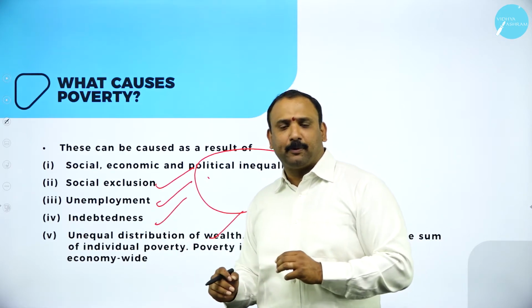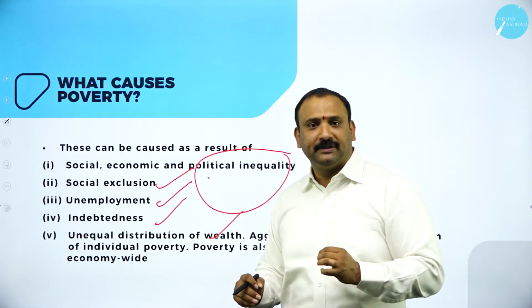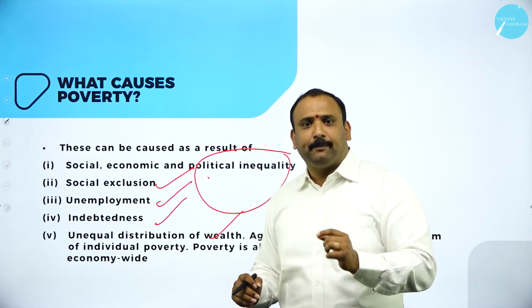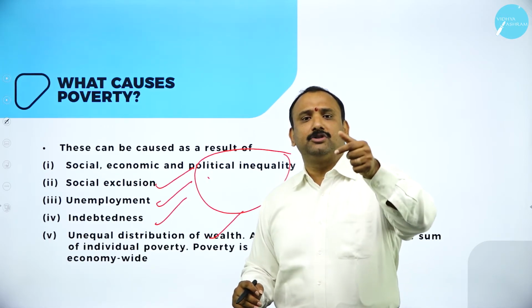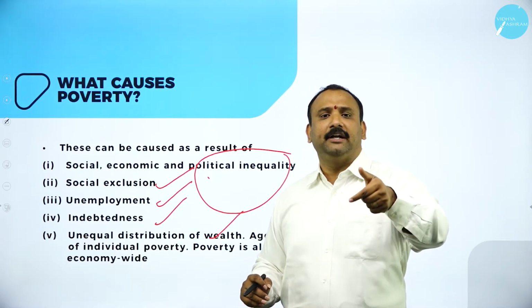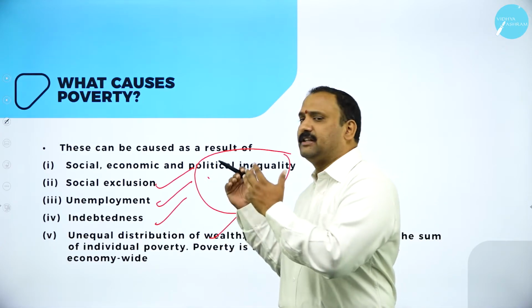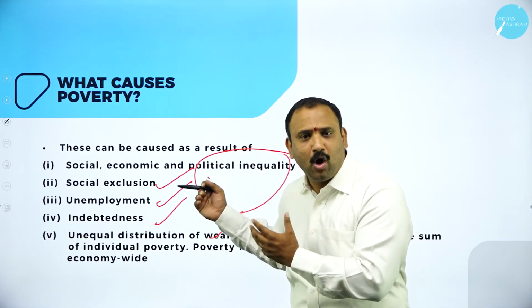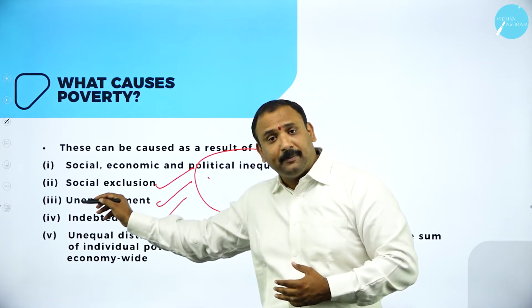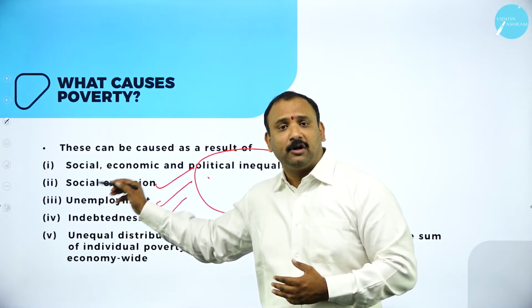The unemployment problem is also a very important thing. Why? Because the more the unemployment, automatically poverty, because you are not able to earn income, you are in a state of depression, you feel that there is nothing left for me, so I just want to go away from this factor. So unemployment is also a very big cause of poverty.